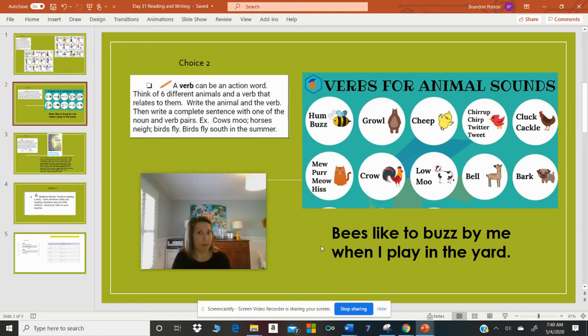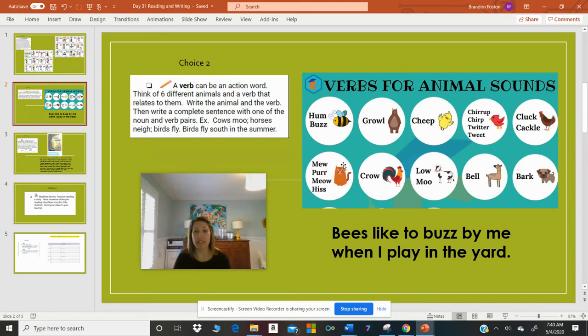Boys and girls, remember, a verb is an action word. If you can do it, then you do it. If you do it, it's a verb. I've given you a few more examples of animals and their verbs, like bees hum or buzz, bears growl, that's what they do, it's their action. Chicks cheep, birds chirp, twitter, tweet, roosters cluck or cackle.